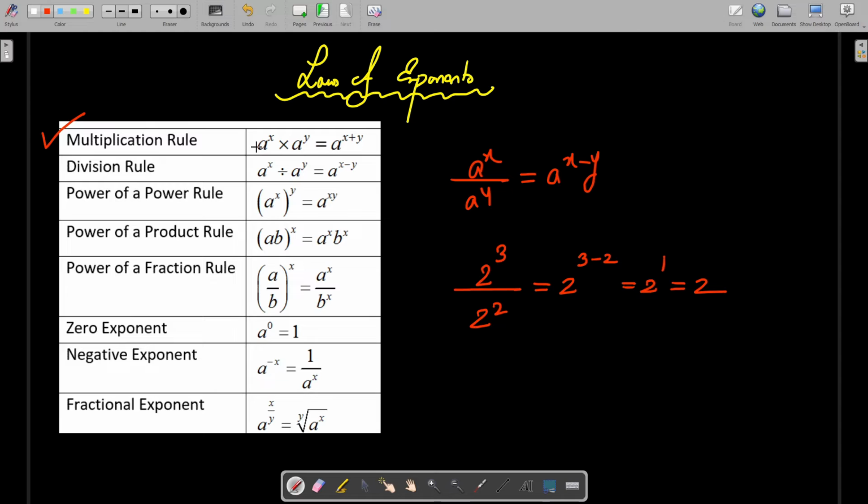See, in case of product, we added the powers. In case of division, we subtracted the powers. This way you can remember the rules.